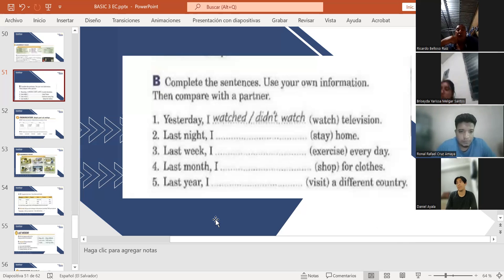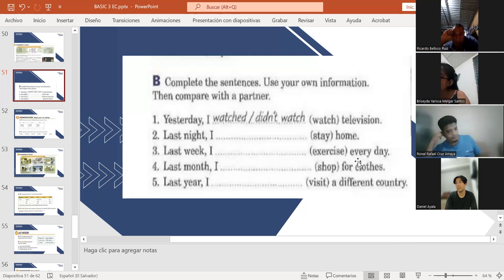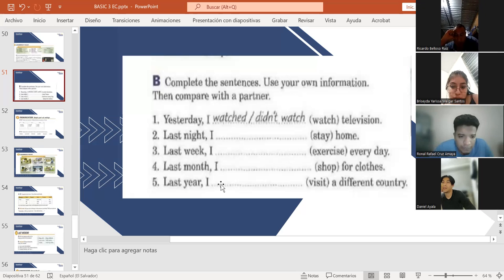Okay, number three, Ricardo. Last week I exercised every day. All right, very good. I exercised. Hay una T al final, ¿verdad? I exercised. Yes, every day. Thank you. Briseida Yarisa, number four. Last month I didn't shop for clothes. Very good. I didn't shop for clothes.